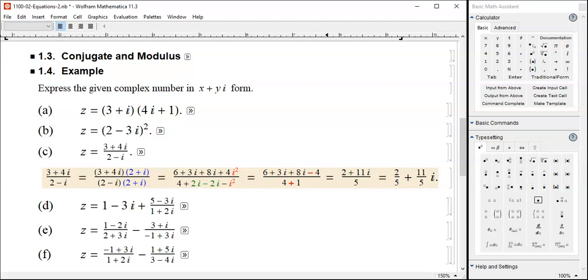That's how you complete complex division. Multiply by the conjugate of the denominator to both numerator and denominator. Foil it out, so you have to do complex multiplication as well. And then take the like terms together. You have to do complex addition and subtraction as well. And then simplify, simplify, simplify. In the end, you're going to get x plus yi form, the real part and the imaginary part.